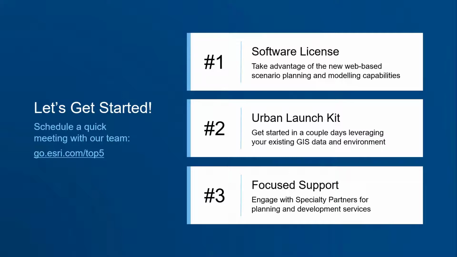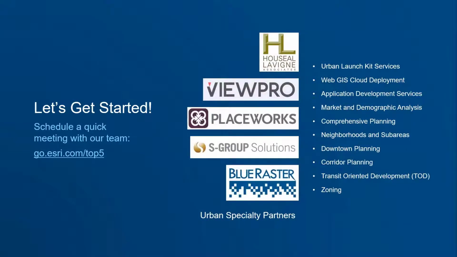And finally, once you have your urban model ready, you can then build scenarios for your focused projects. For this step, you can also work with our urban specialty partners who can provide focused support for your planning projects. This is a list of our current urban specialty partners, who, in addition to Esri professional services, are capable of covering anything from launching ArcGIS Urban to planning-related domain expertise in comprehensive plan updates, zoning updates, specific plans, and so on.